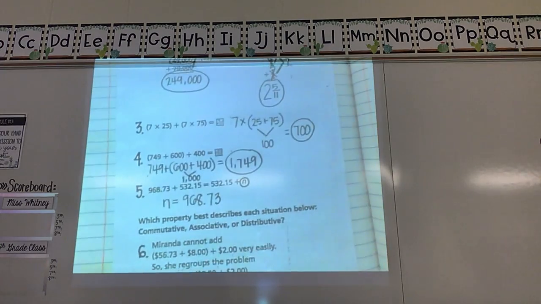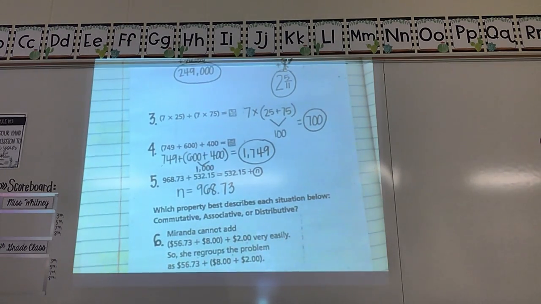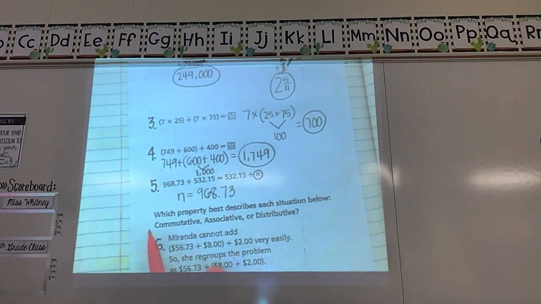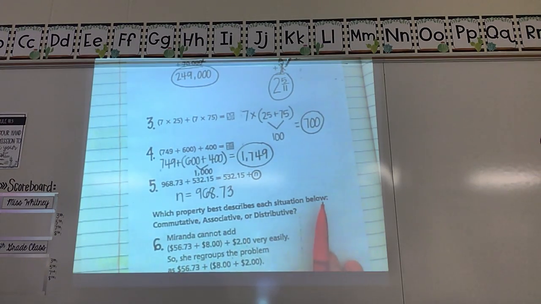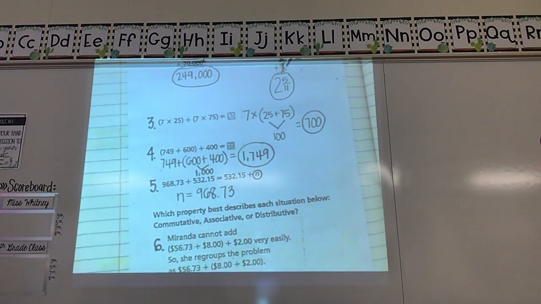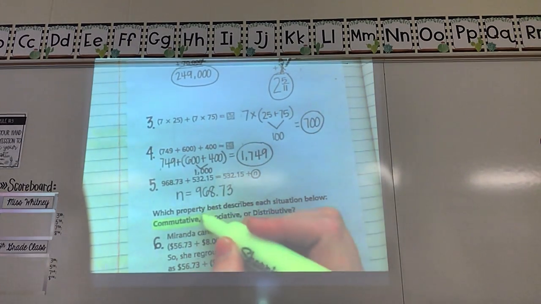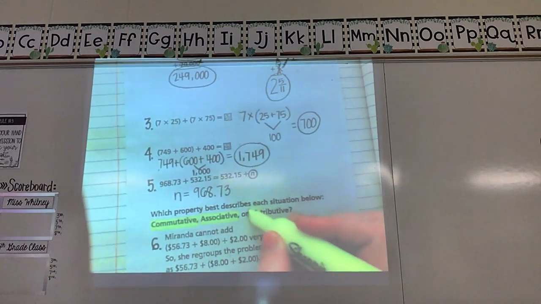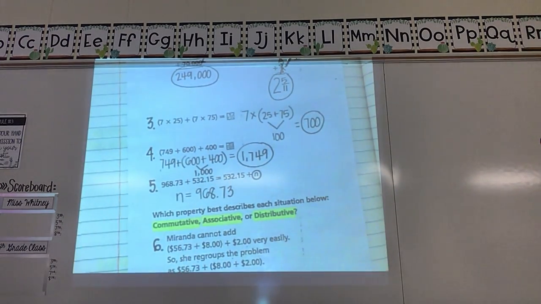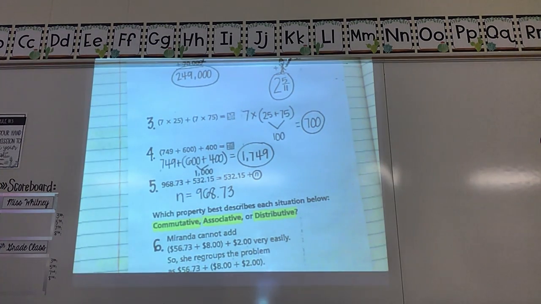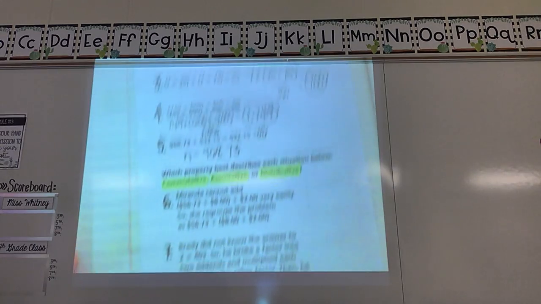All right, 2 more down here to look at. It says, which property best describes each situation below? Ooh, here are 3 options. I'm going to highlight those for us. We have the commutative property, the associative property, or the distributive property. Those are the 3 that we talked about at the very beginning. So let's see which one of those matches the scenario that they tell us.